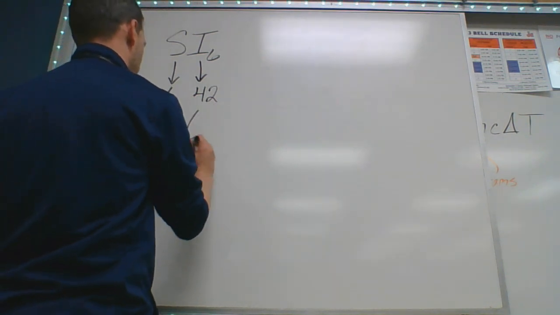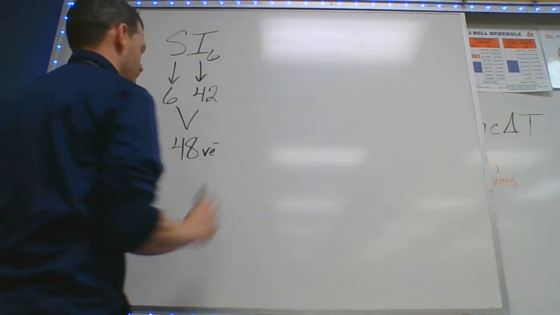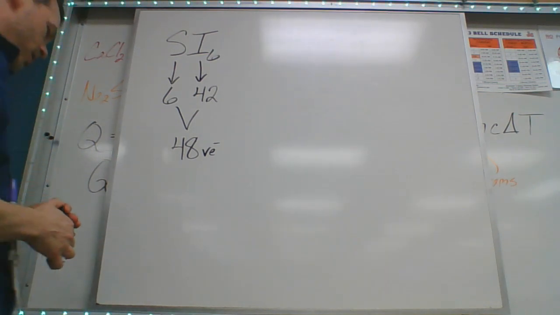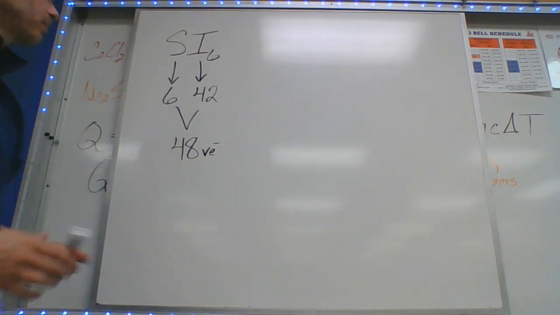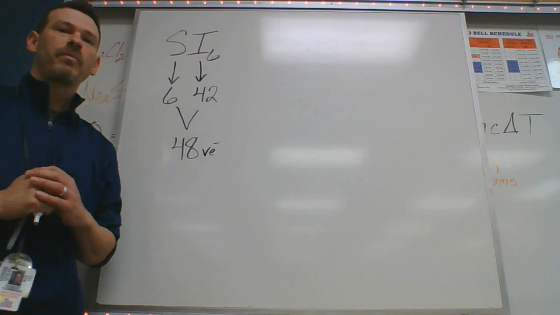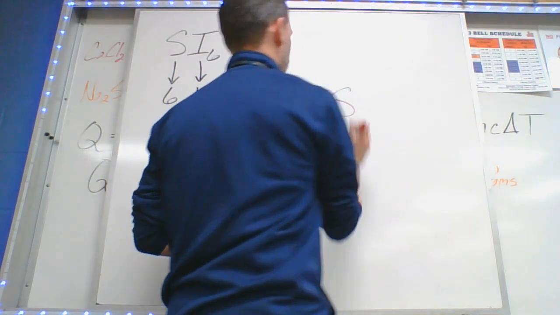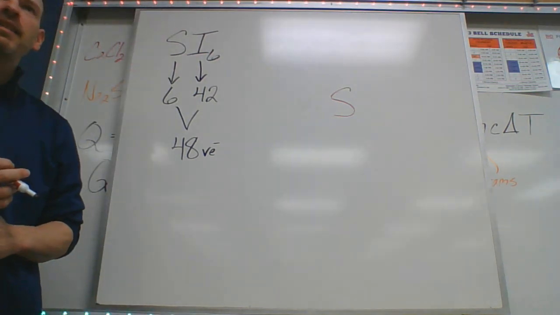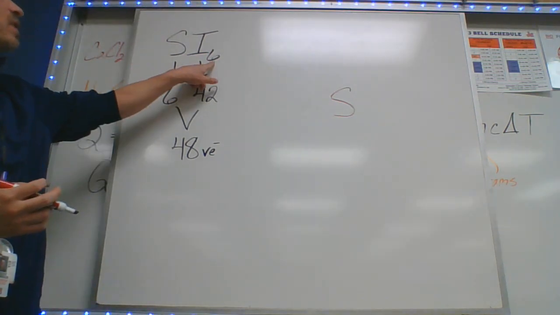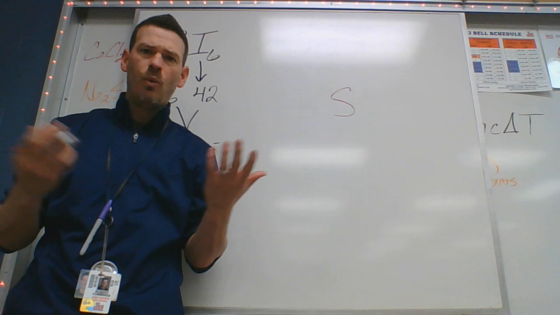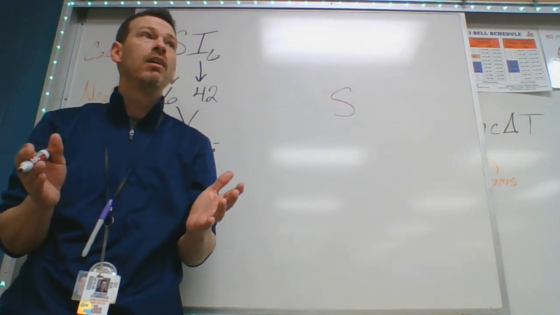Ooh, this will be fun, right? Look at all these we get to draw. 48 valence electrons. I'm going to put sulfur in the middle because there's the least amount of him. And now we have this moment where, uh-oh, it wants us to attach too many to the sulfur.